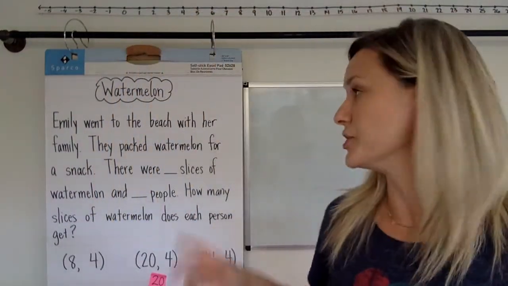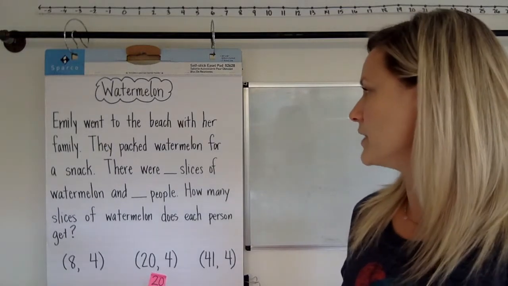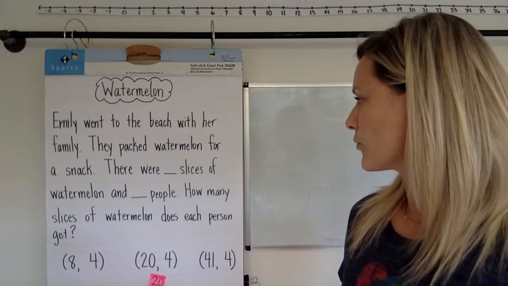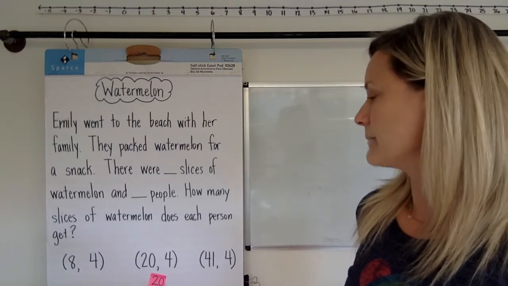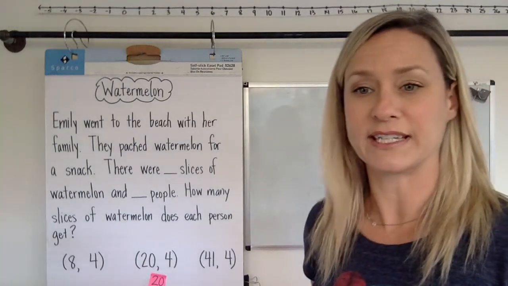After that, we're going to do a story problem, watermelon. Emily went to the beach with her family. They picked watermelon for a snack. There were slices of watermelon and people. How many slices of watermelon does each person get?